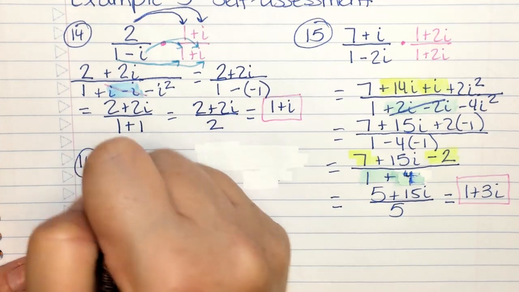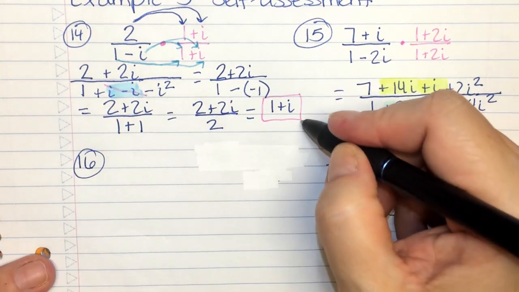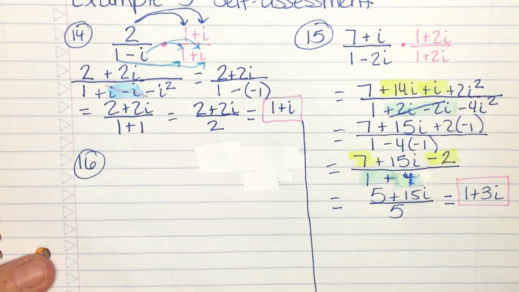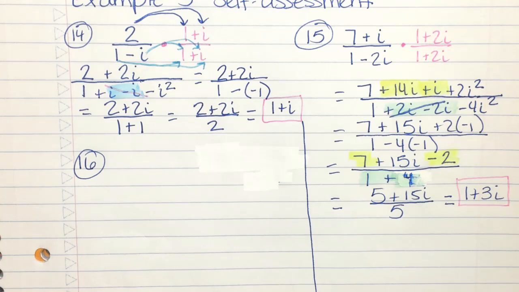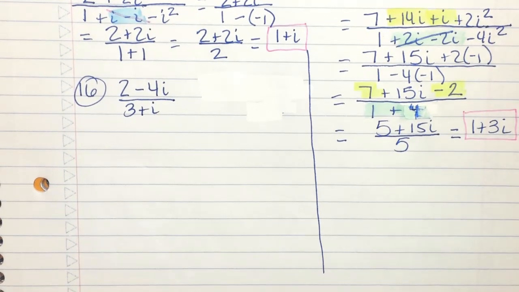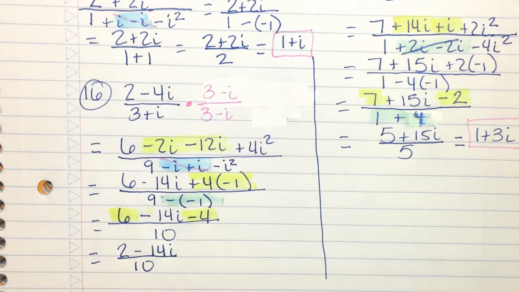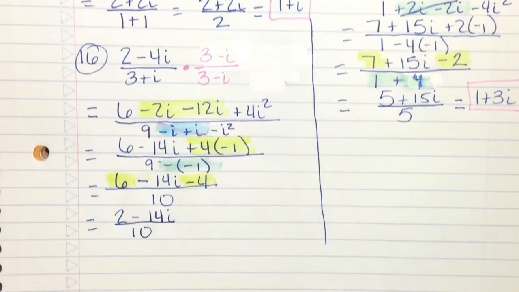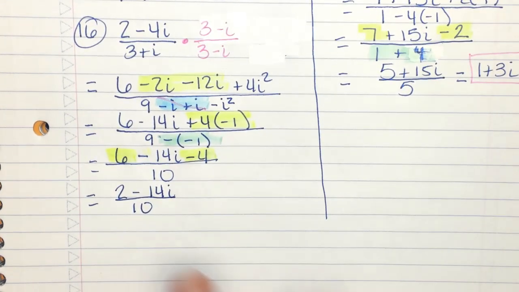All right, so please pause your video and give number 16 a try. If you forgot to write 16 down, there's 16. That way you can give it a try. Okay, so here is number 16. Hopefully you got to this part.